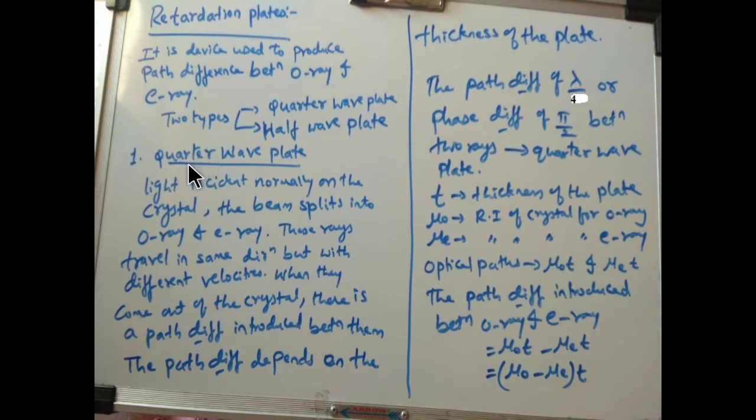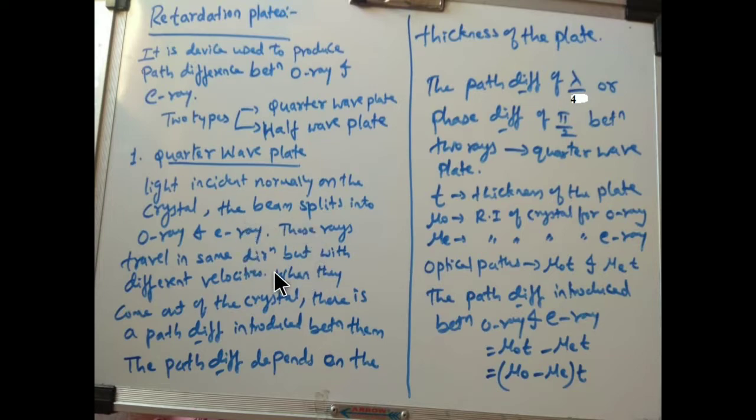In the quarter wave plate, let the beam of light be incident normally on the crystal. The crystal may be calcite or quartz, with its face cut parallel to the optic axis. The beam will split up into two rays, one ordinary and another extraordinary, and these rays travel in the same direction but with different velocity.